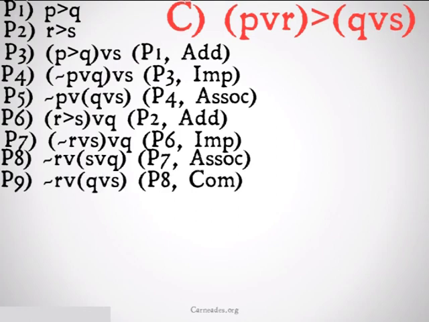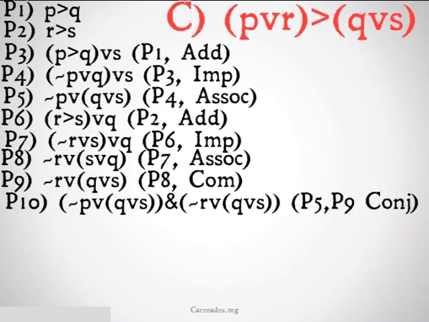We're going to do a quick commutativity to get both of those ending in Q or S. And now we've set up what's a really, really tricky move. It's going to be backwards distribution. We're going to conjoin these two premises into this long monster of not P or Q or S, and not R or Q or S.